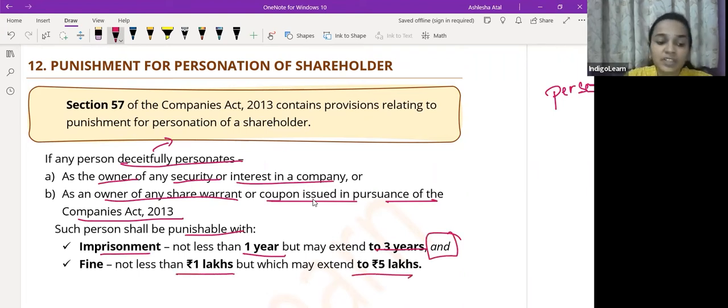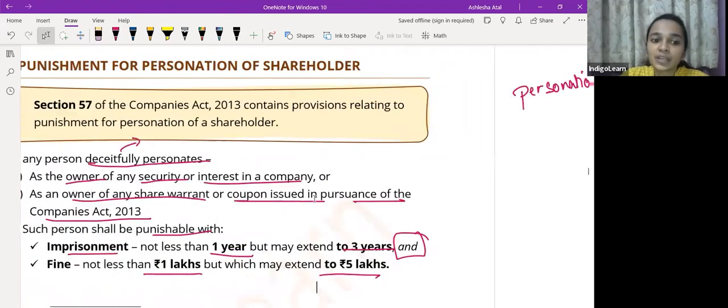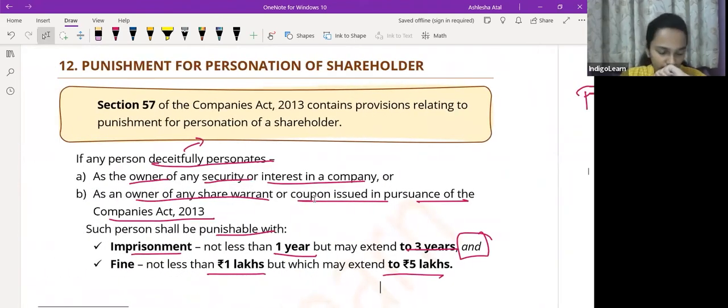lakh. So, अगर कोई person जानबूझकर he is representing that he is the shareholder in a company wherein he is actually not, और उसके basis पे कुछ हुआ है, then in that situation, such person he shall be punishable with imprisonment, minimum 1 साल, maximum 3 years, and also fine, which should not be less than 1 lakh. Minimum fine is 1 lakh, which may extend to 5 lakhs.